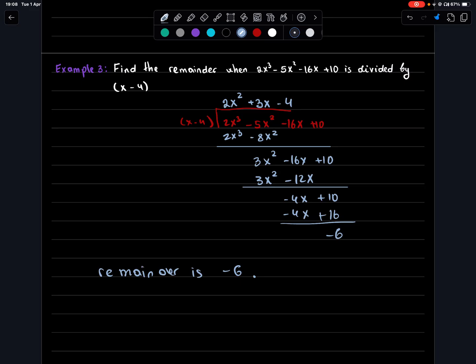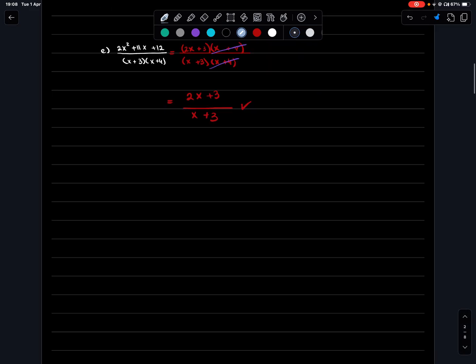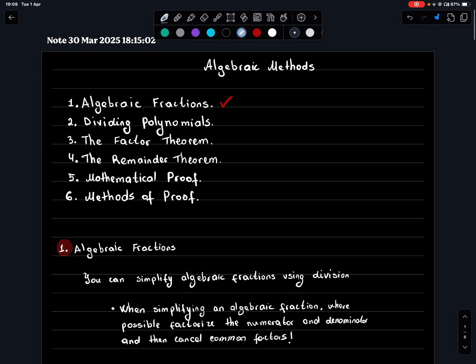In the next lesson, we will be doing the factor theorem. That's the next one, and then after that, the remainder theorem. So two more with the polynomials to go. Factor theorem and the remainder theorem are about the polynomials, and then the mathematical proof and the methods of proof. See you in the next video.